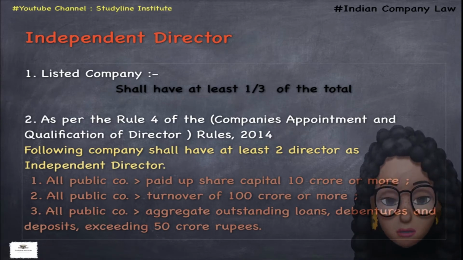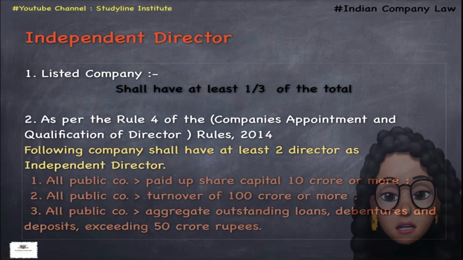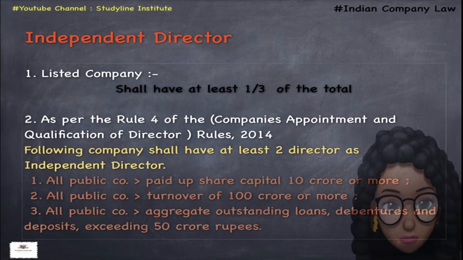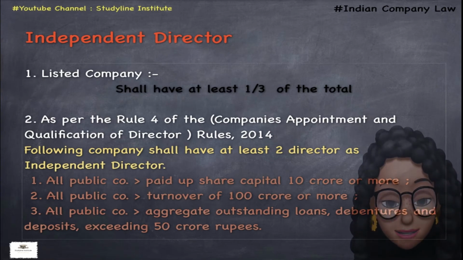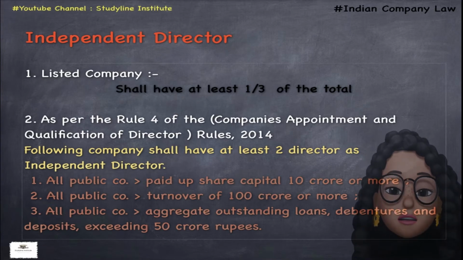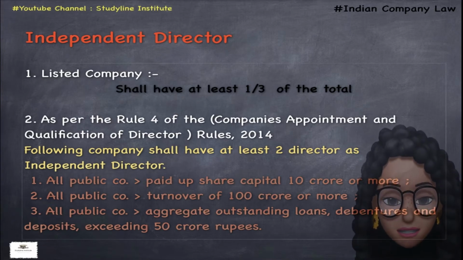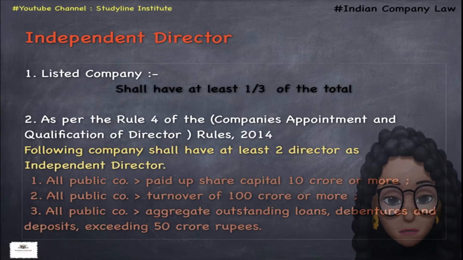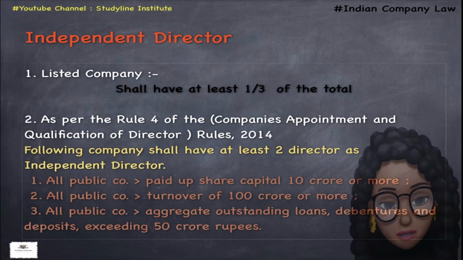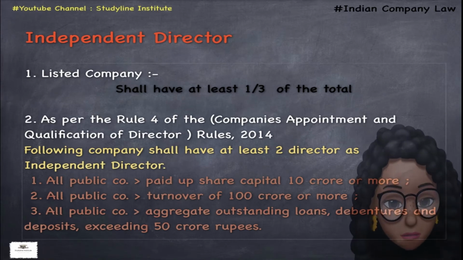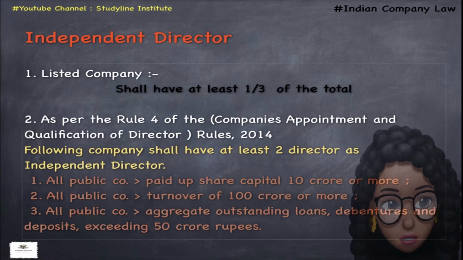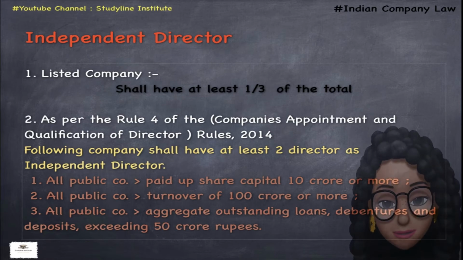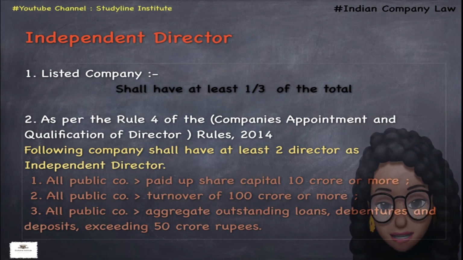First is all the public companies which have a paid up share capital of 10 crore or more. Second is all the public companies whose turnover is more than 100 crore. The third limit is about outstanding loans, debentures and deposits exceeding 50 crore rupees. Then that company needs to have at least 2 independent directors on their board of directors.